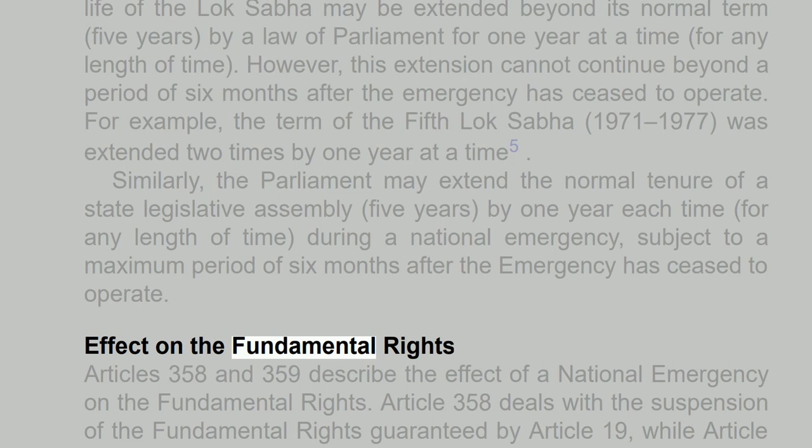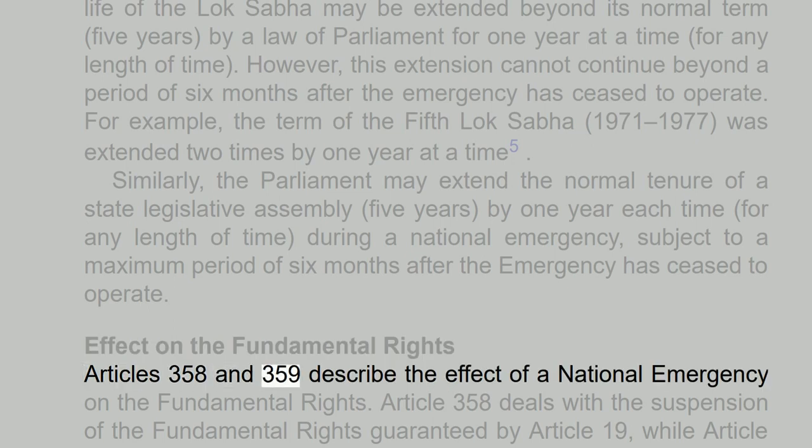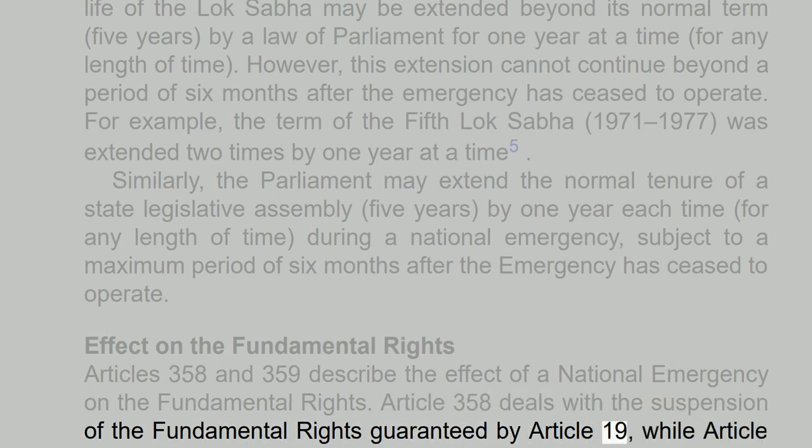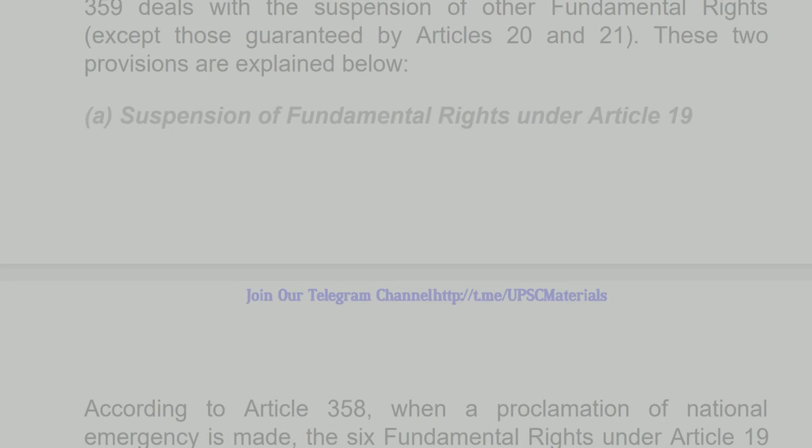Effect on the fundamental rights. Articles 358 and 359 describe the effect of a national emergency on the fundamental rights. Article 358 deals with the suspension of the fundamental rights guaranteed by Article 19, while Article 359 deals with the suspension of other fundamental rights, except those guaranteed by Articles 20 and 21. These two provisions are explained below.